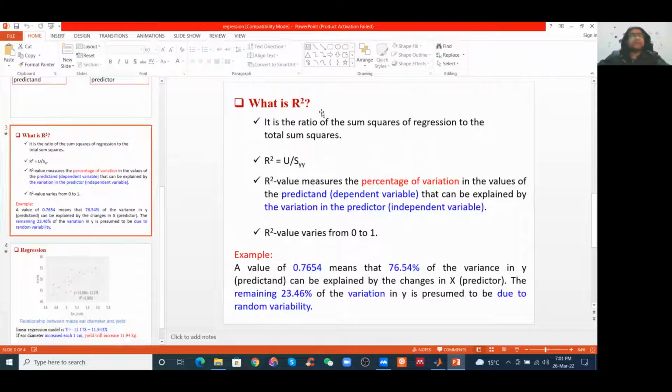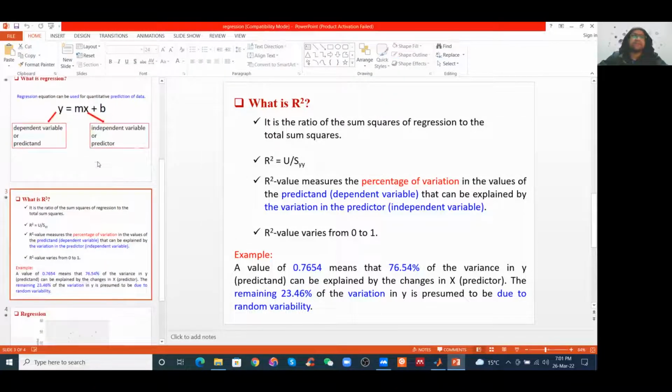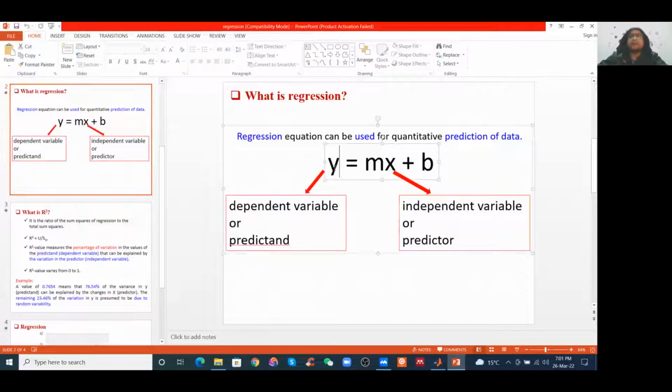Anyway, what is the R square? When you calculate the regression, we get the R square. R square is the percentage of variation. The equation is the ratio of the sum of squares regression to the total sum of squares. We can say it is the percentage of variation in the values of the predictand, the dependent variable, that can be explained by the variation of the independent variable. So for example, how y changes as a function of x, like y equals f of x. Did you get it? How much y changes as a function of x.